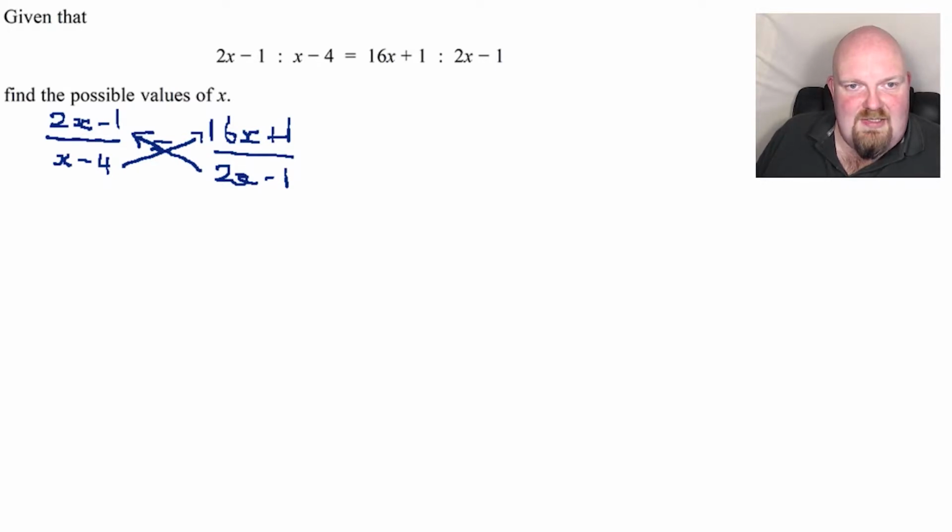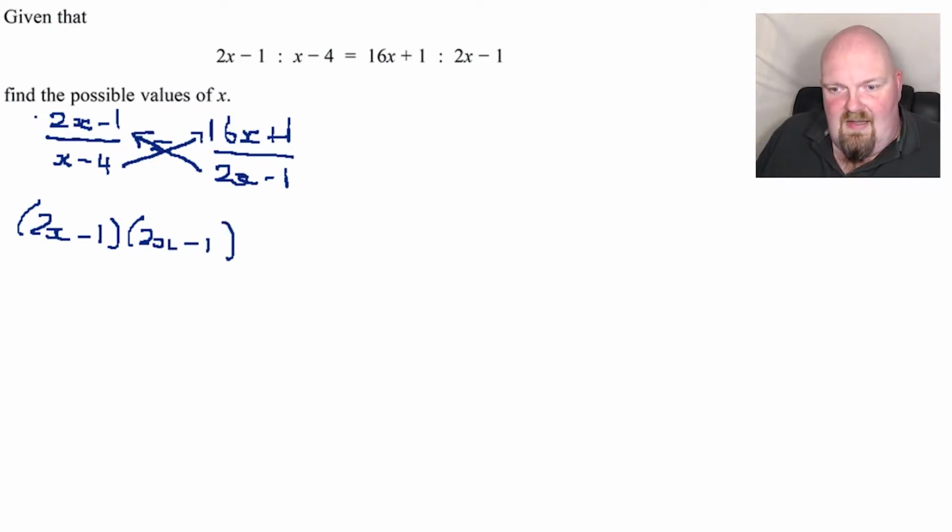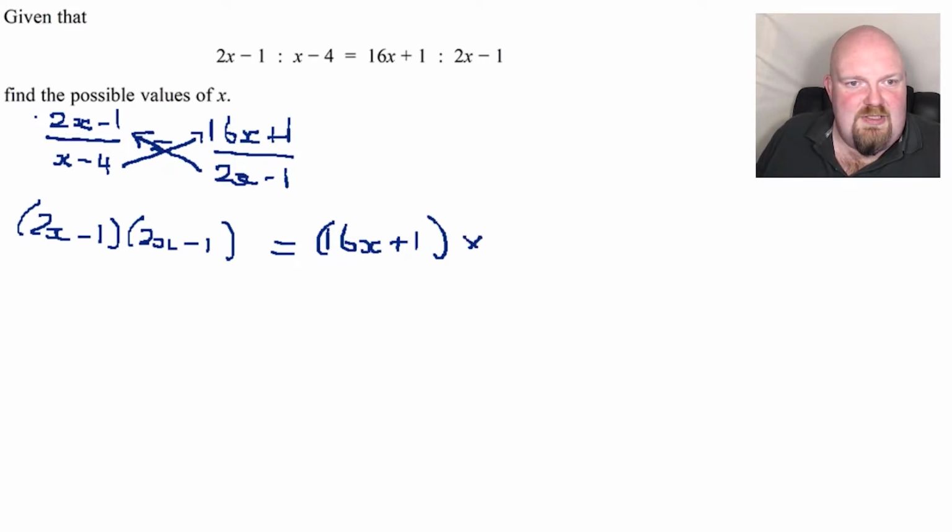So my first bracket is going to start up here. So I've got 2x minus 1 multiplied by 2x minus 1. And that equals 16x plus 1 multiplied by, I didn't need to do multiply there, did I? I do apologise. Multiplied by x minus 4. Okay? So now that I've got that, I can then start to expand the brackets with a view to starting to solve it, okay?